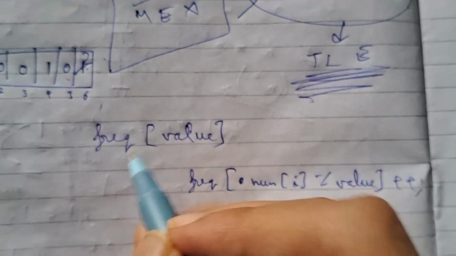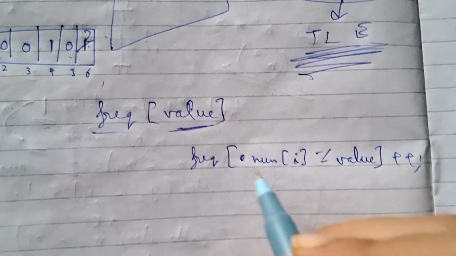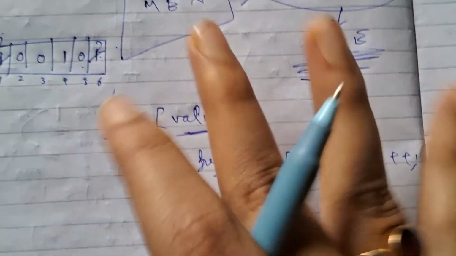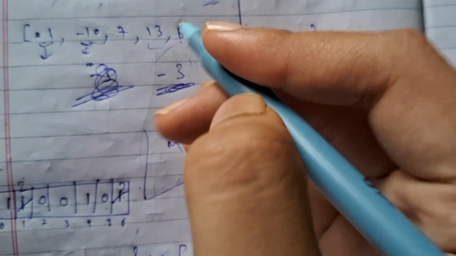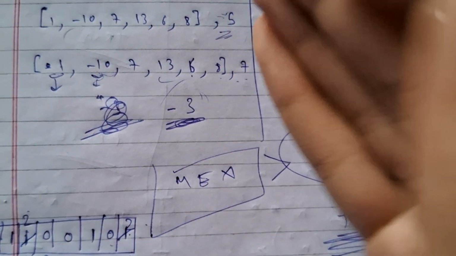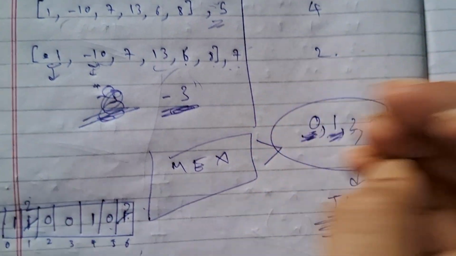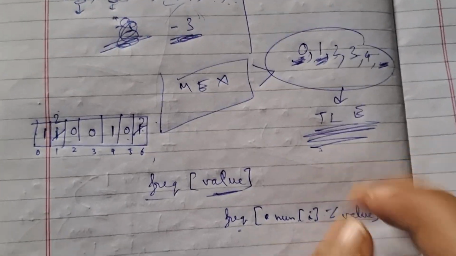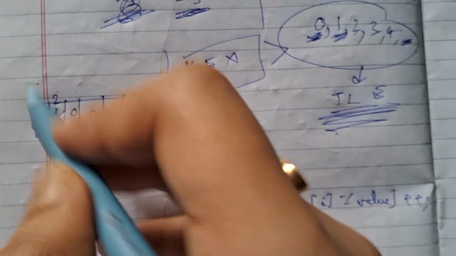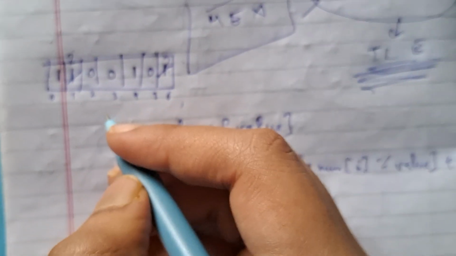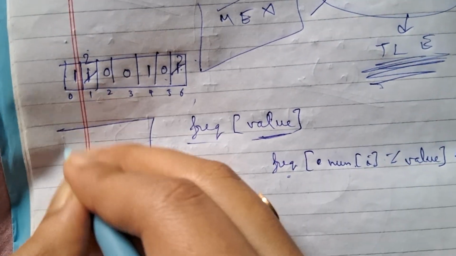We are going to have a frequency array of size value, and we do frequency of num[i] mod value plus plus. That is, we store the remainder every time we find it. This is how the frequency array would look. This is the rough work that I did during the contest, so I will be doing it again.